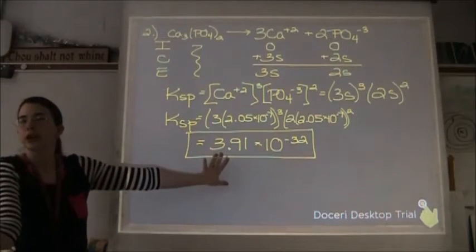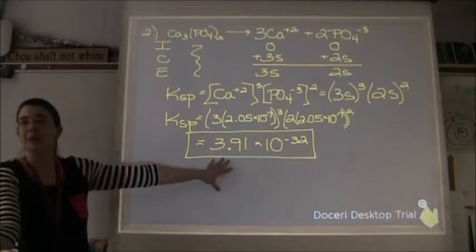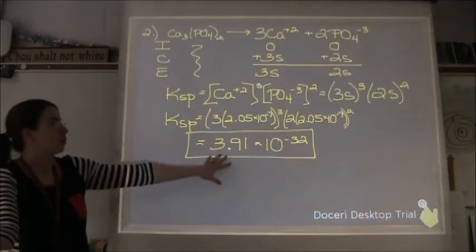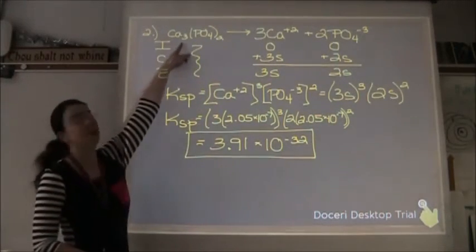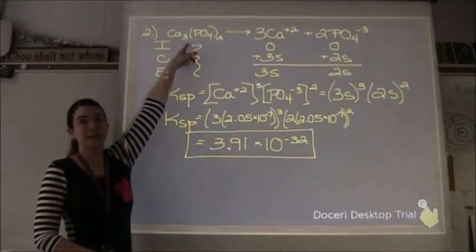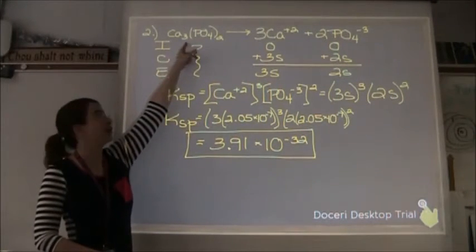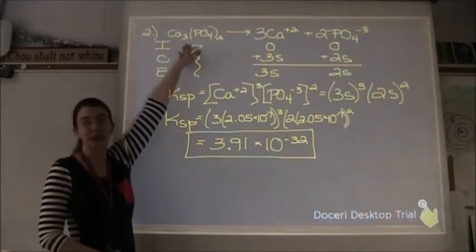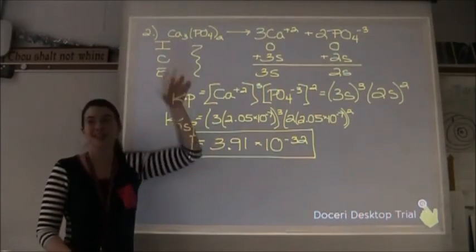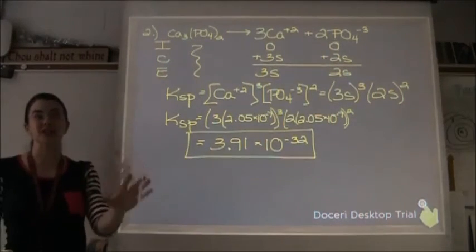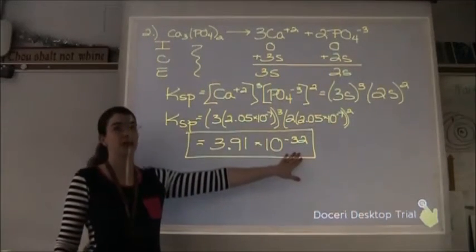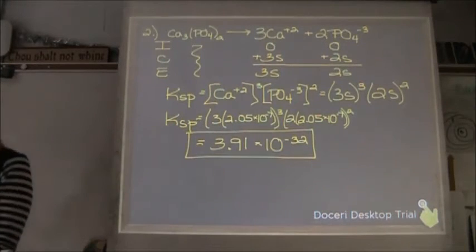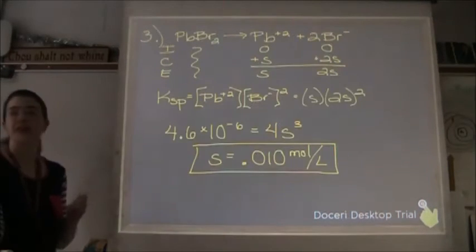So here's your answer for number 2, and look at that number, guys. How would you describe, based upon this number, how would you describe this compound? Super insoluble. Well, if you go back and look at our solubility rules from first quarter, it says most phosphate salts are insoluble. Yeah, you bet they are. Okay. Keep going. Okay, there's number 3.